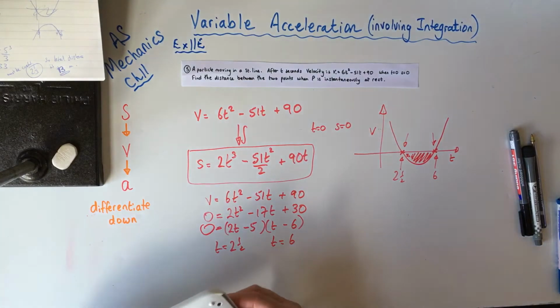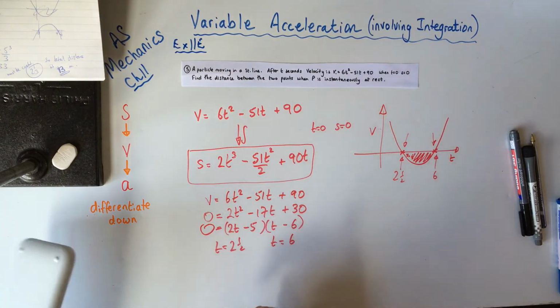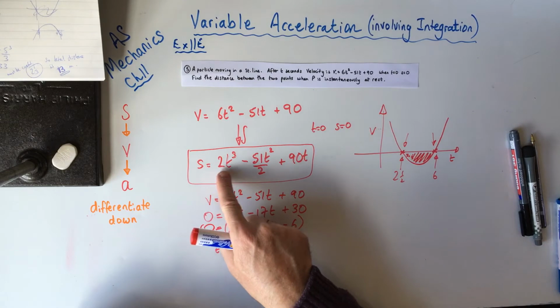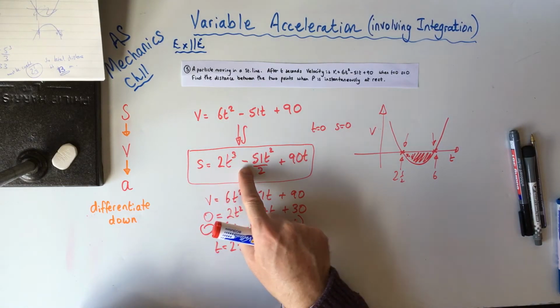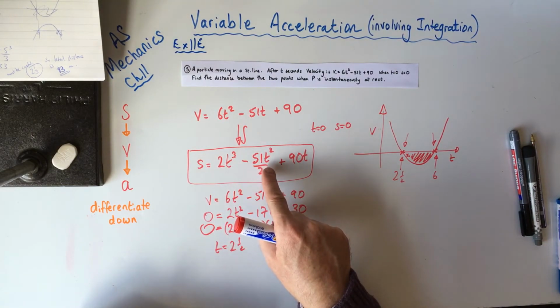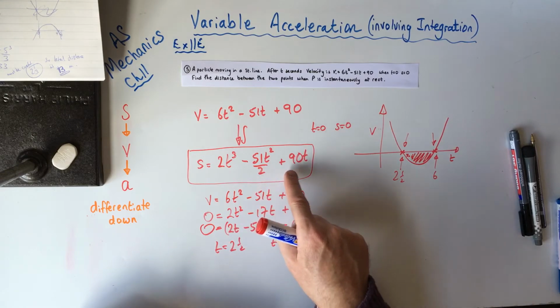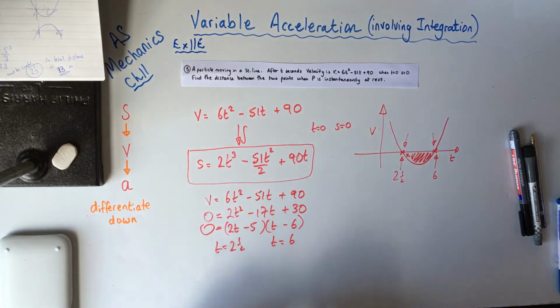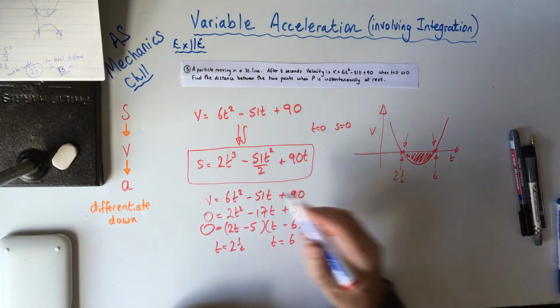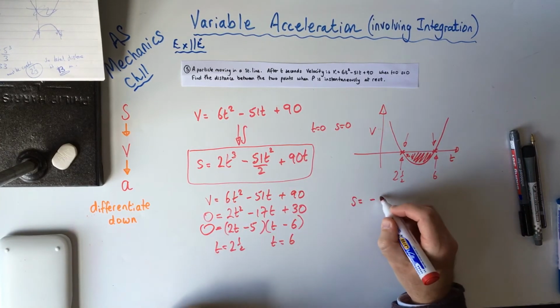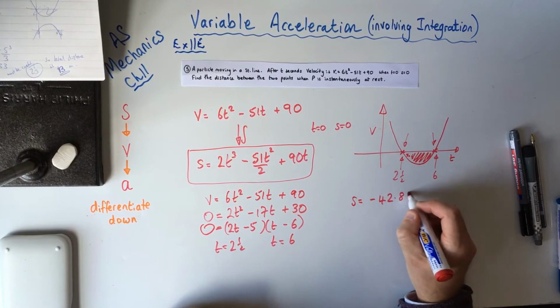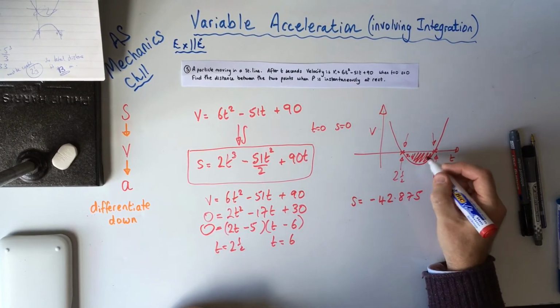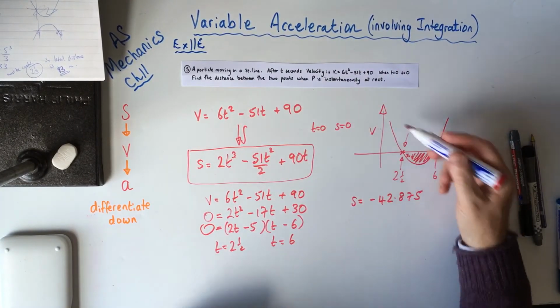And you can do that all in one go on your calculator. So you just put in 2 times 6 cubed minus 51 times 6 squared over 2 plus 90 lots of 6, and you're taking away the 2.5 in there. Now I did that, okay, and I got S is equal to minus 42.875.